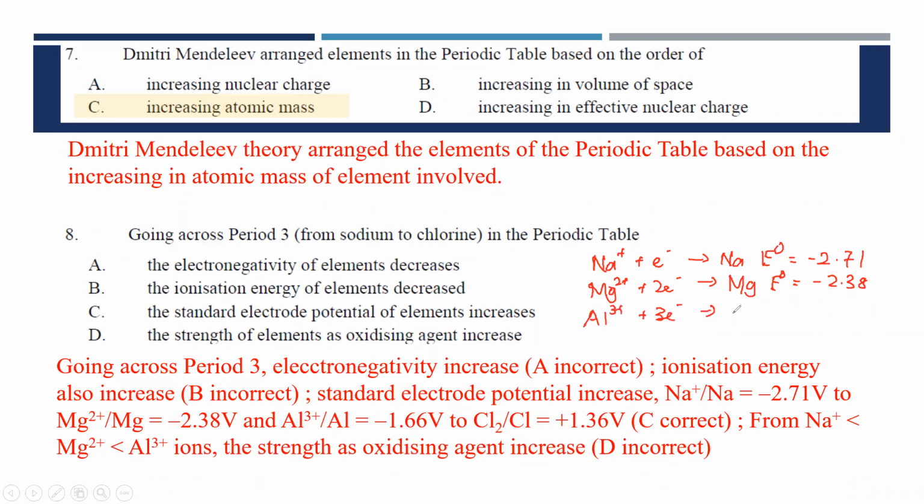So Al3+ + 3e- gives Al. So in terms of reducing strength, the reducing agent strength decreases.